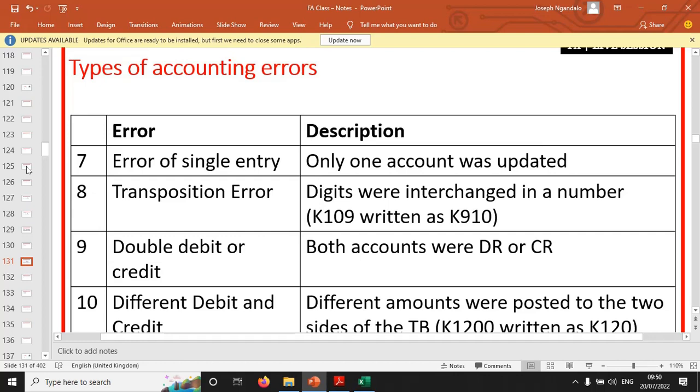This is what you have. And error of single entry means getting married at 45 years old. How come? Your grandchildren will be how old?